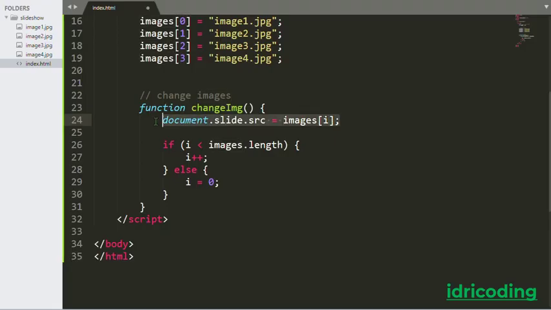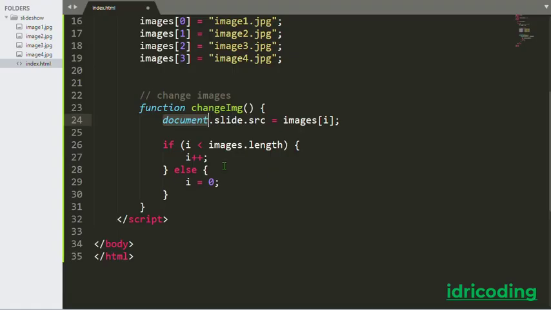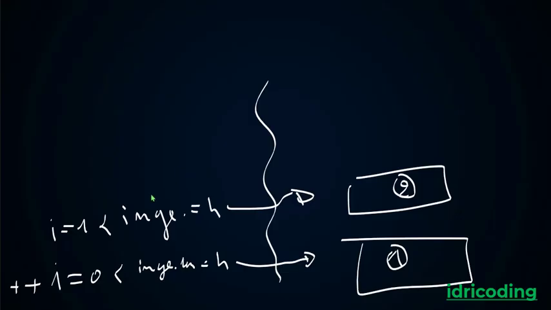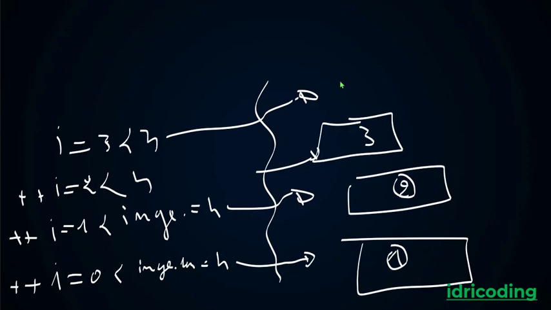It's going to apply this line first, and it's going to display the second picture. Then it's going to analyze that i is still smaller than 4, the length of the pictures, and it's going to increment again by 1. So i becomes equal to 2, and again it's going to display the third picture, and so on. Here, smaller than 4, it's going to increment by 1 and become equal to 3. And it's going to display the fourth picture.